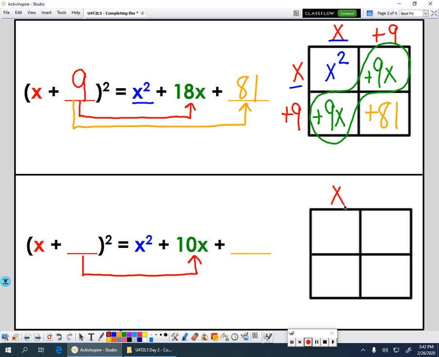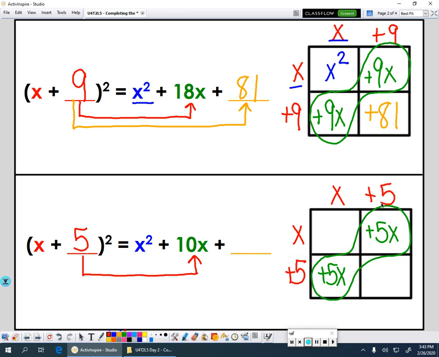I need something that when I split it in half, it's going to give me, oops, I gave my answer away right there. If I split it in half, it's going to give me 10x when I add these two boxes together. So if I want them to add up to 10, we've got a 5x and a 5x. So we take that middle term, split it in half, and that tells me what my problem is made up of. I have x plus 5 and x plus 5.